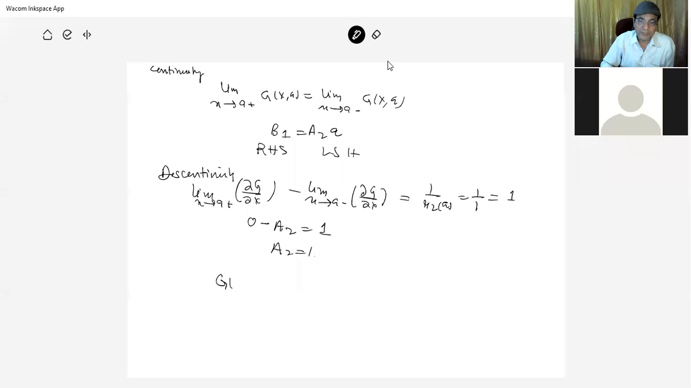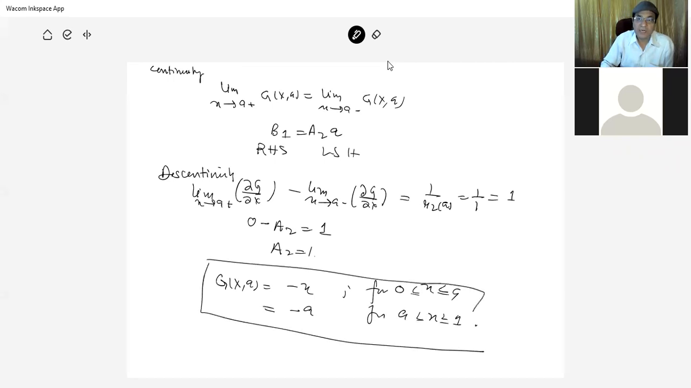So the g function is minus x, and it is equal to minus a, for 0 is less than x is less than a, and for a is less than x is less than 1. So this is the required Green function for the given equation, which is the solution. So this is the complete discussion of the Green function, which is solved in this case from the given equations.